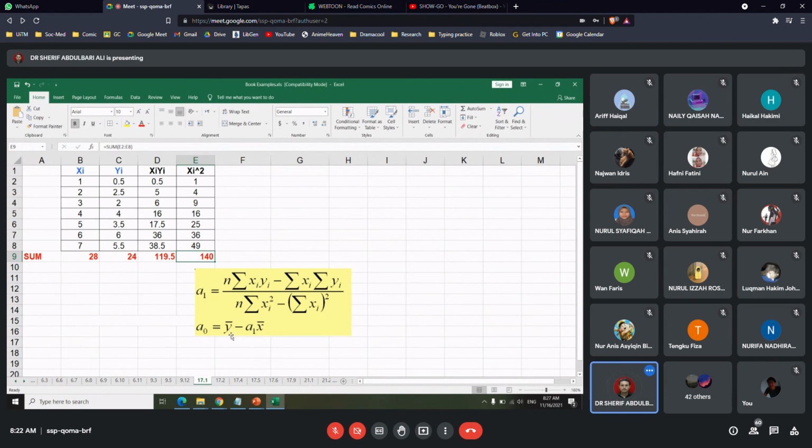Good. So now I need to find the mean of y and the mean of x. So I need to find the average of this. The average is the total over the number of the points. So this is the average for x and y. Now I have all the values, so if I put them into these two equations, I will get the intercept and I will get the slope. So using these two equations, I can find the values.